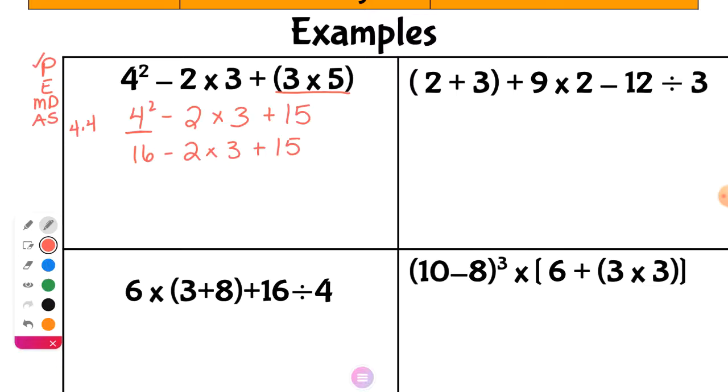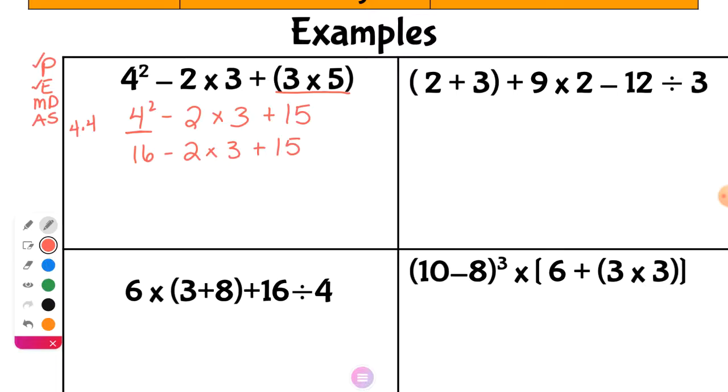Go back to my checklist. Do I have any more exponents? Nope. Sometimes you'll have to do multiply and divide 3 or 4 times before you can mark it off. You keep going till you are done with it. Okay, we are done with exponents. Next, multiply and divide from left to right.